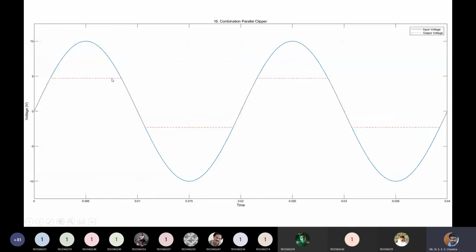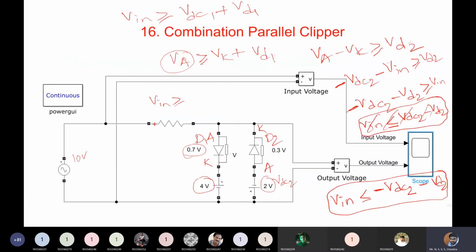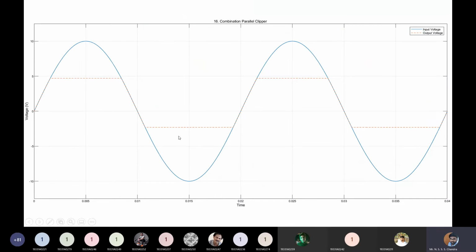Whereas when D1 is off and D2 is on, I'm getting minus VD2 minus VDC2. I've taken this voltage as 0.3 and 2. So I will be getting minus 0.3 minus 2, that is minus 2.3. So this is around minus 2.3 volts.